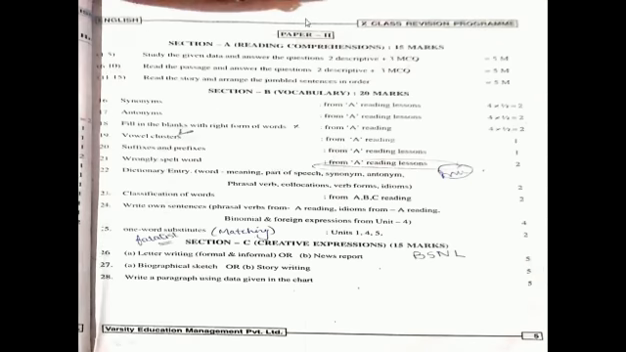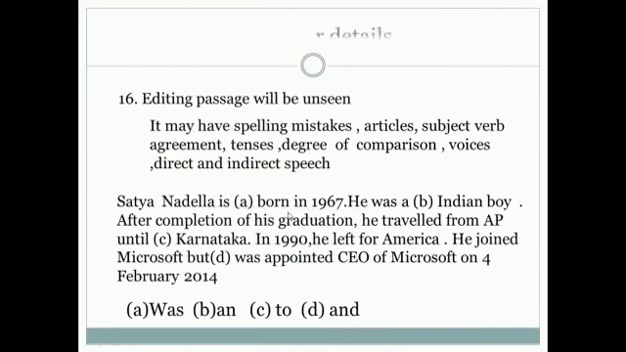And this blueprint is related to paper 2. So now let me start our session.